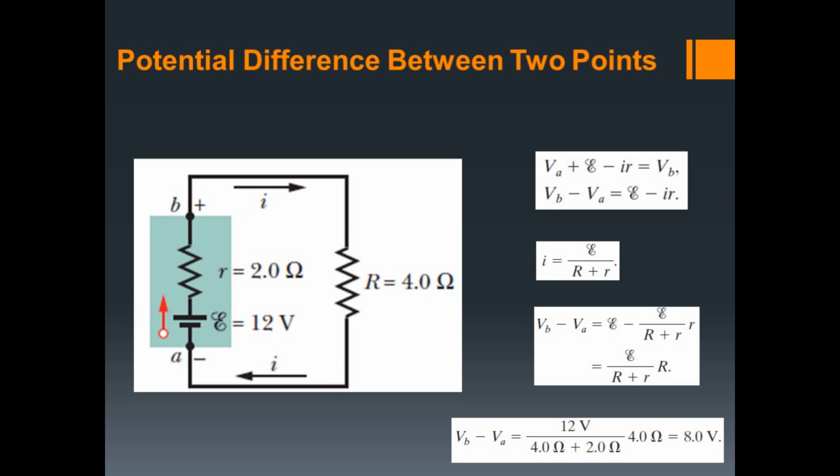If it is an ideal battery, then this small r will be 0, and then the potential difference will be equal to the EMF, 12 volt. But in reality, in the real batteries, there are internal resistances.